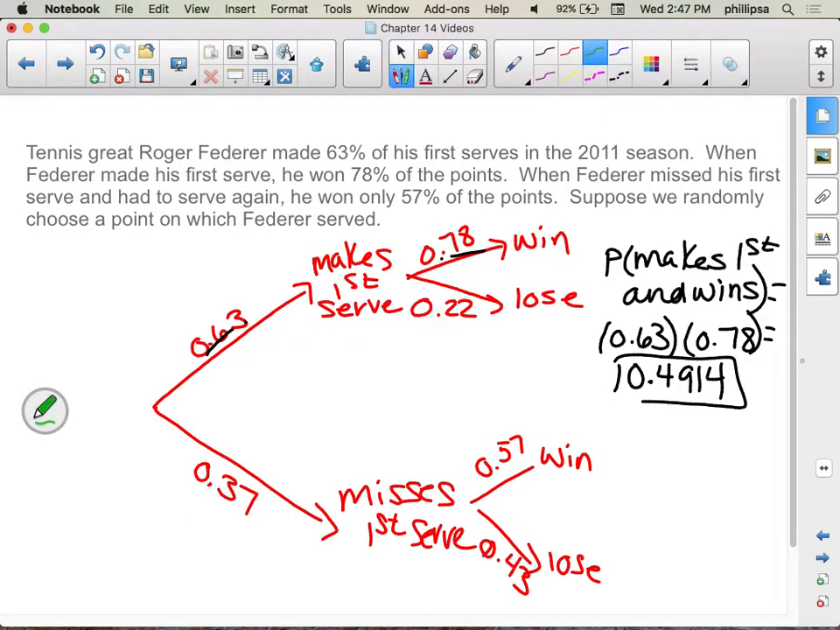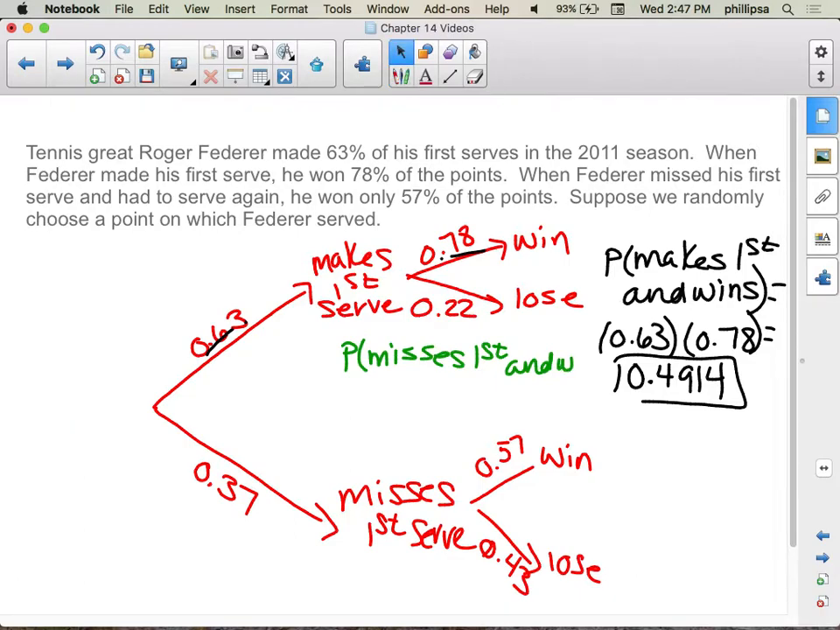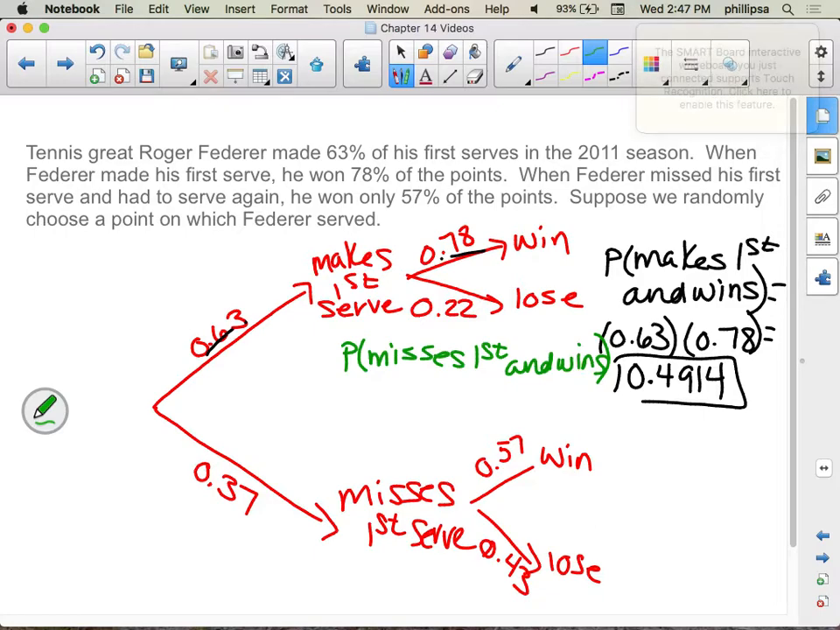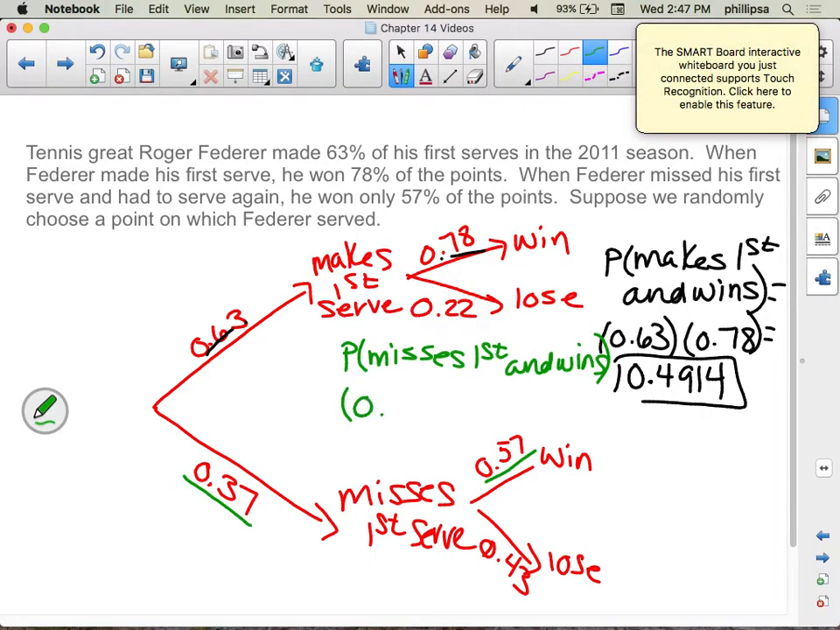Or I can ask, what's the probability that he misses the first serve and wins the point? Now you're going to follow down below. The probability that he misses the first, times the probability that he then wins the point, is 0.2109.